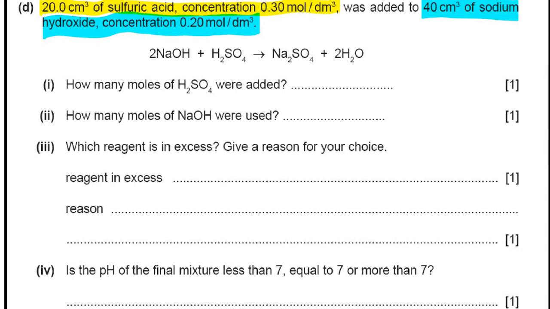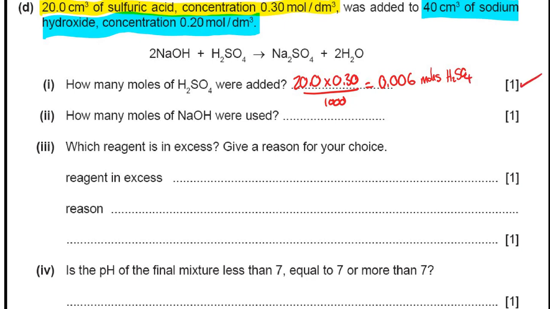So we can start with the first part of the question. How many moles of sulfuric acid were added? Well, we've got the volume, we've got the concentration, we can work out moles. So that's nice and easy for the first mark. 20 times 0.3 divided by 1,000, because we've got 0.3 moles per dm cubed, and we've only got 20 mils of that. So this is how many moles of the sulfuric acid. So that's our first mark.